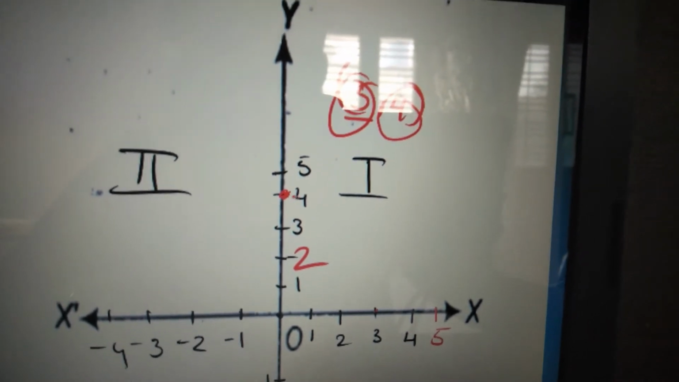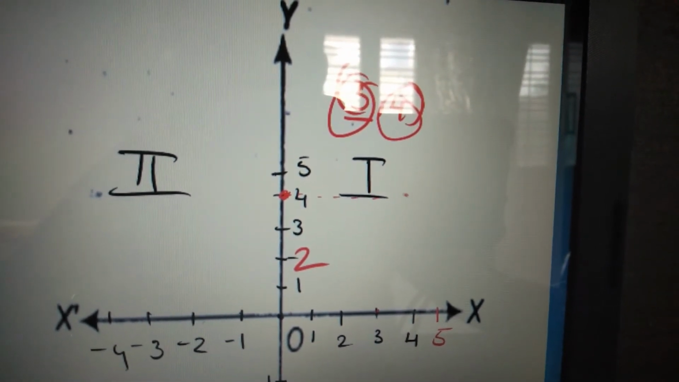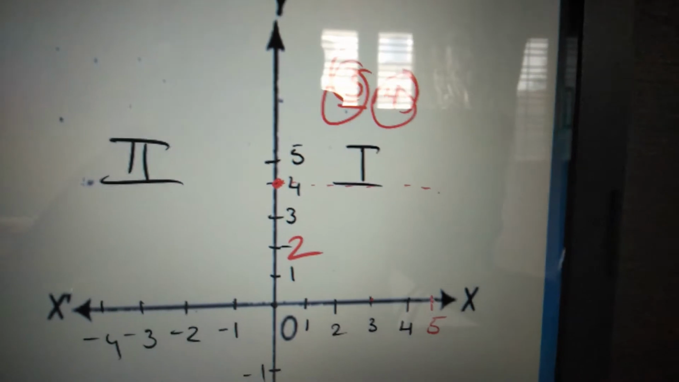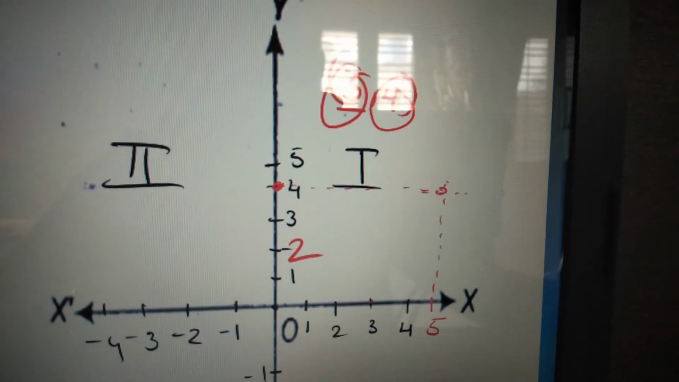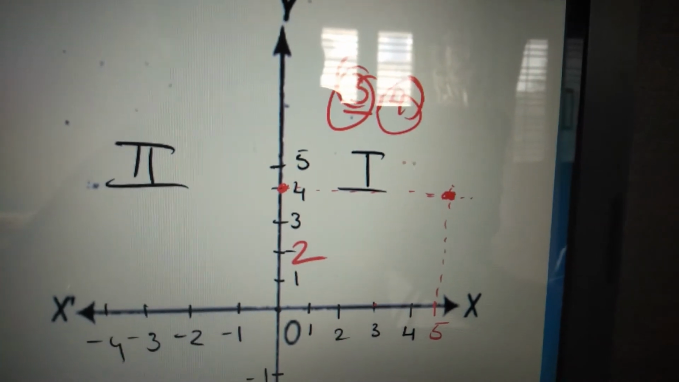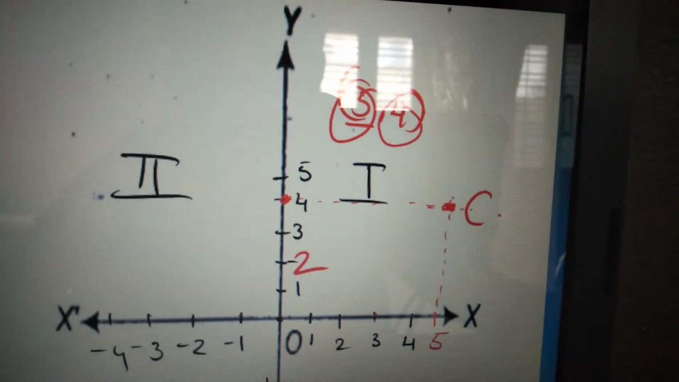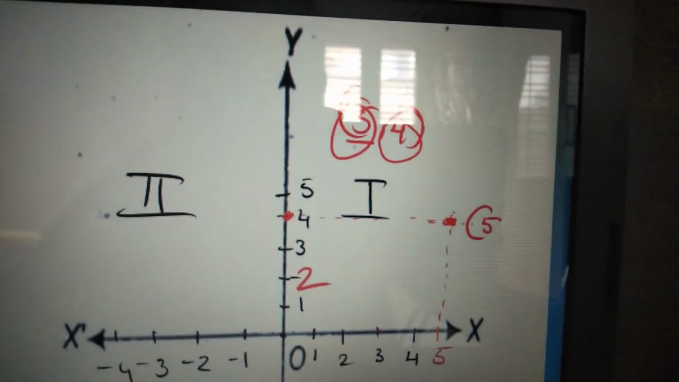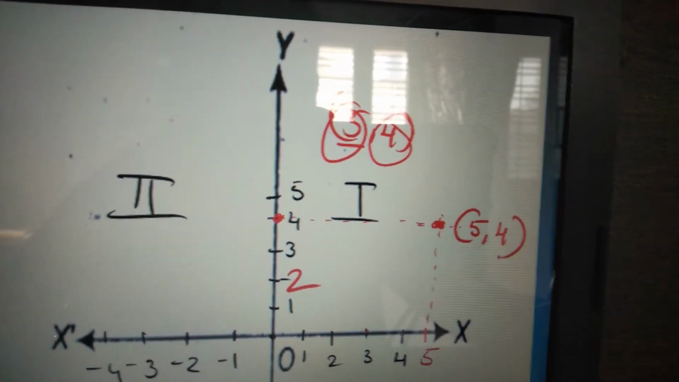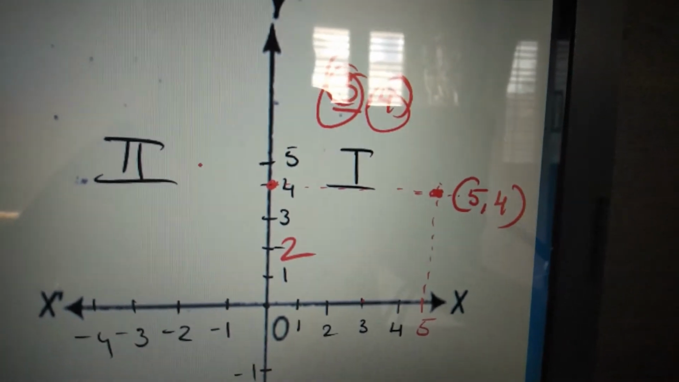Now how will you plot this whole coordinate on the Cartesian plane? Basically you need to just make a dotted line from the y coordinate and similarly from the x coordinate. The point where these two lines intersect is the particular point that represents the coordinates 5 comma 4. Clear? You understood how to plot?